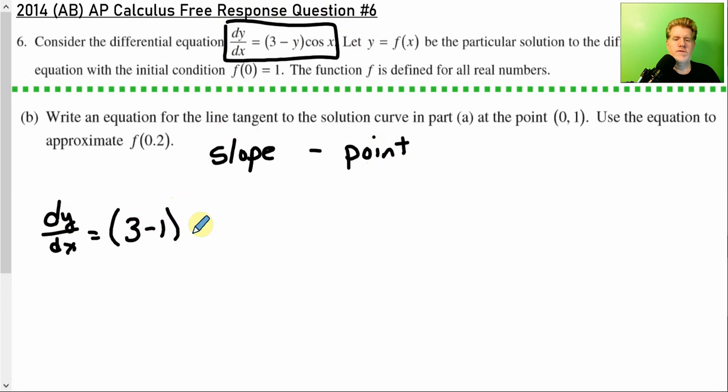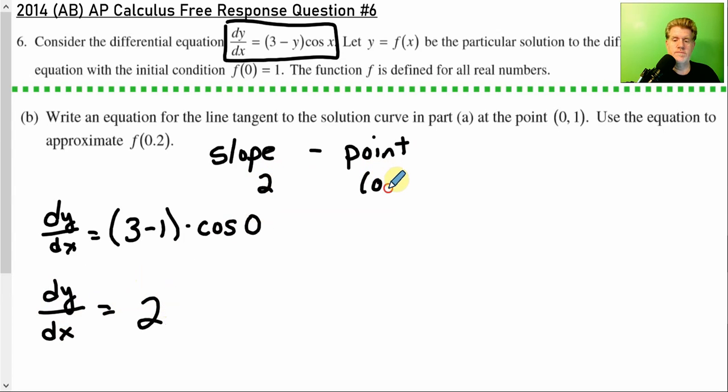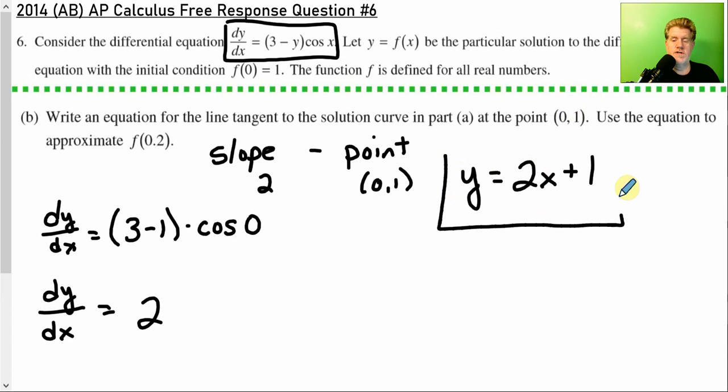So 3 minus 1 times cosine of 0. The cosine of 0 is 1, so 3 minus 1 is 2. Your slope is 2. So basically, we're finding an equation that has a slope of 2 and goes through the point 0, 1. It's a little straightforward here, because we have our slope of 2 and our y-intercept is right here, since we have 0, 1. So here's the equation of our tangent line.